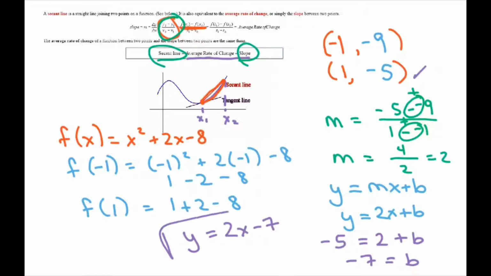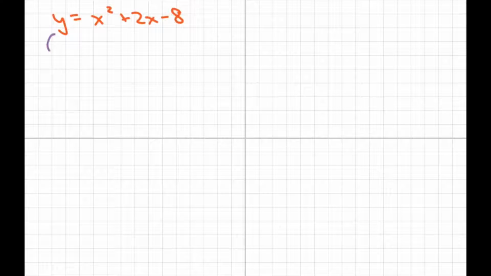And that's your equation of the secant line. So that's all you need, and you're done. But I'm going to try to graph this. So I need to remember -9, -5.